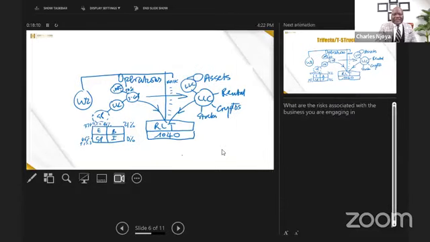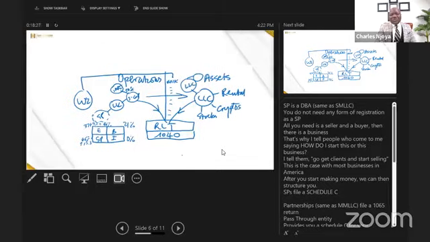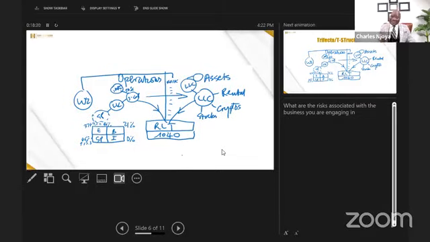So those were basically the different structures that we can talk about. There are more structures, but those are more complicated. These are the basic structures that you will see around. So now let's talk about how you want to structure your own assets: in order to take advantage of taxes, in order to get tax benefits, in order to get asset protection, in order to be able to build more wealth.